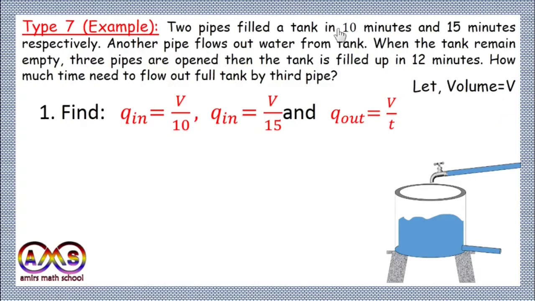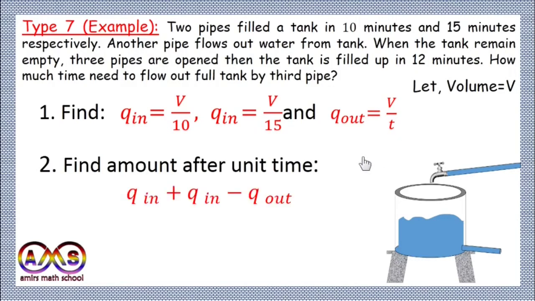Flow in for the first pipe is V by 10, flow in for the second pipe is V by 15, and flow out is V by T. Here, let the required time to empty the full tank be T for the third pipe, so V by T is the flow out for the third pipe.